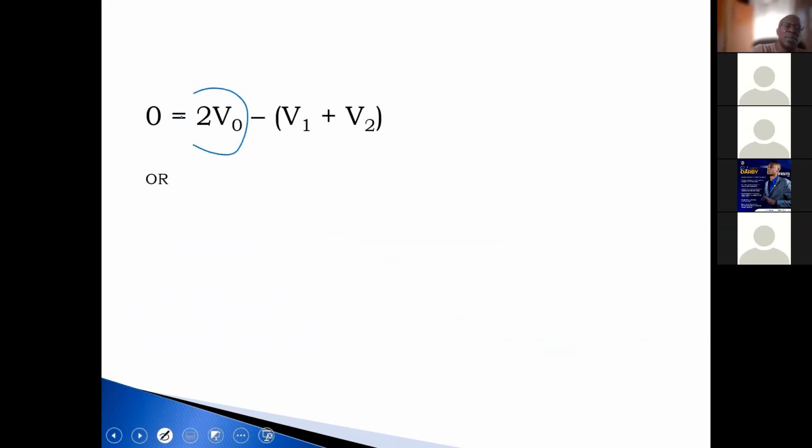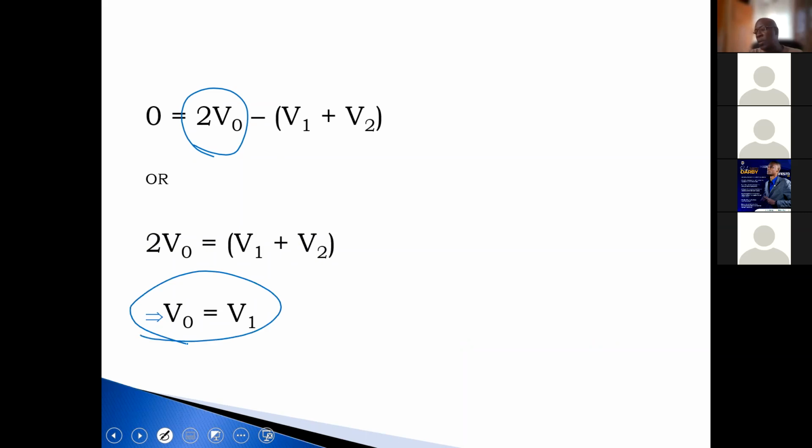So 2V0 minus, of course, the minus 1 would be the A squared plus A. And we know V1 is equal to V2. So 2V0 would be equal to 2V1 or 2V2. What that says to us is that V0 is equal to V1, or in other words, V0 equals V1 equals V2. Again, this would come from our equivalent circuits, our equivalent positive, negative, and zero sequence networks.